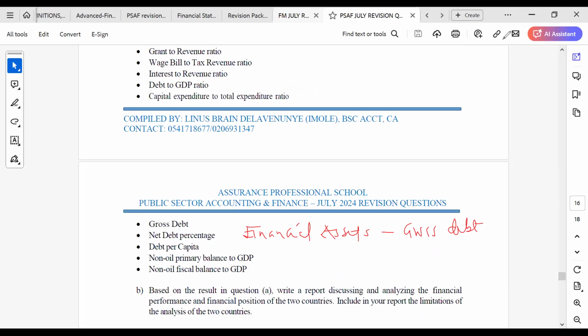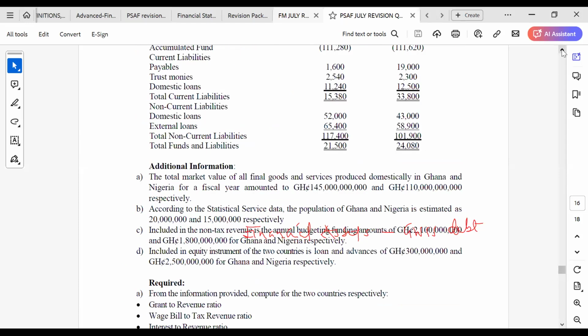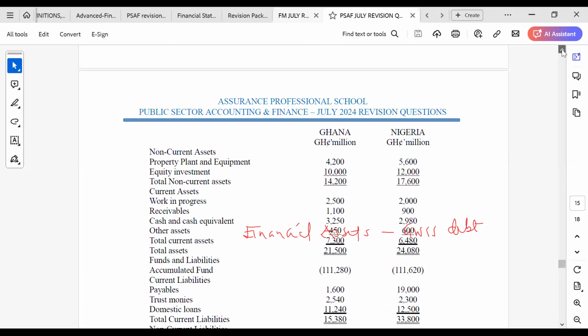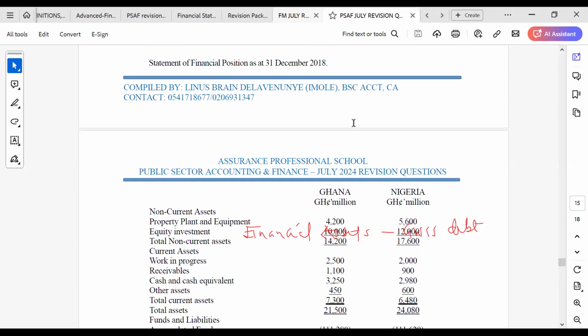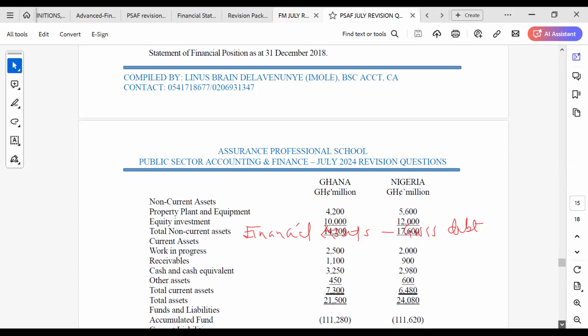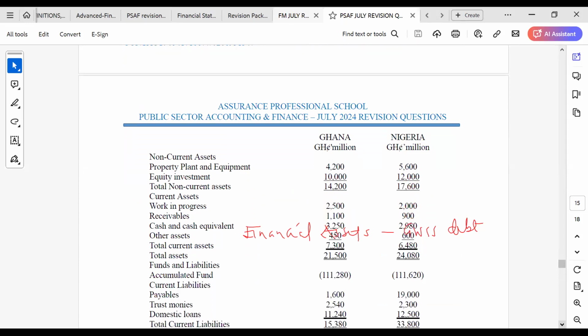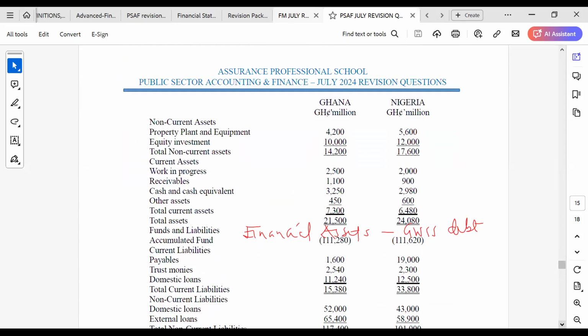The financial asset is the cash and cash equivalent plus the receivables plus the equity investment, including the loan and advances. They are money that you are going to be taking from those people. So you can factor the receivables, and you can also factor the loan and advances. Okay. So let's get our cash and cash equivalent.